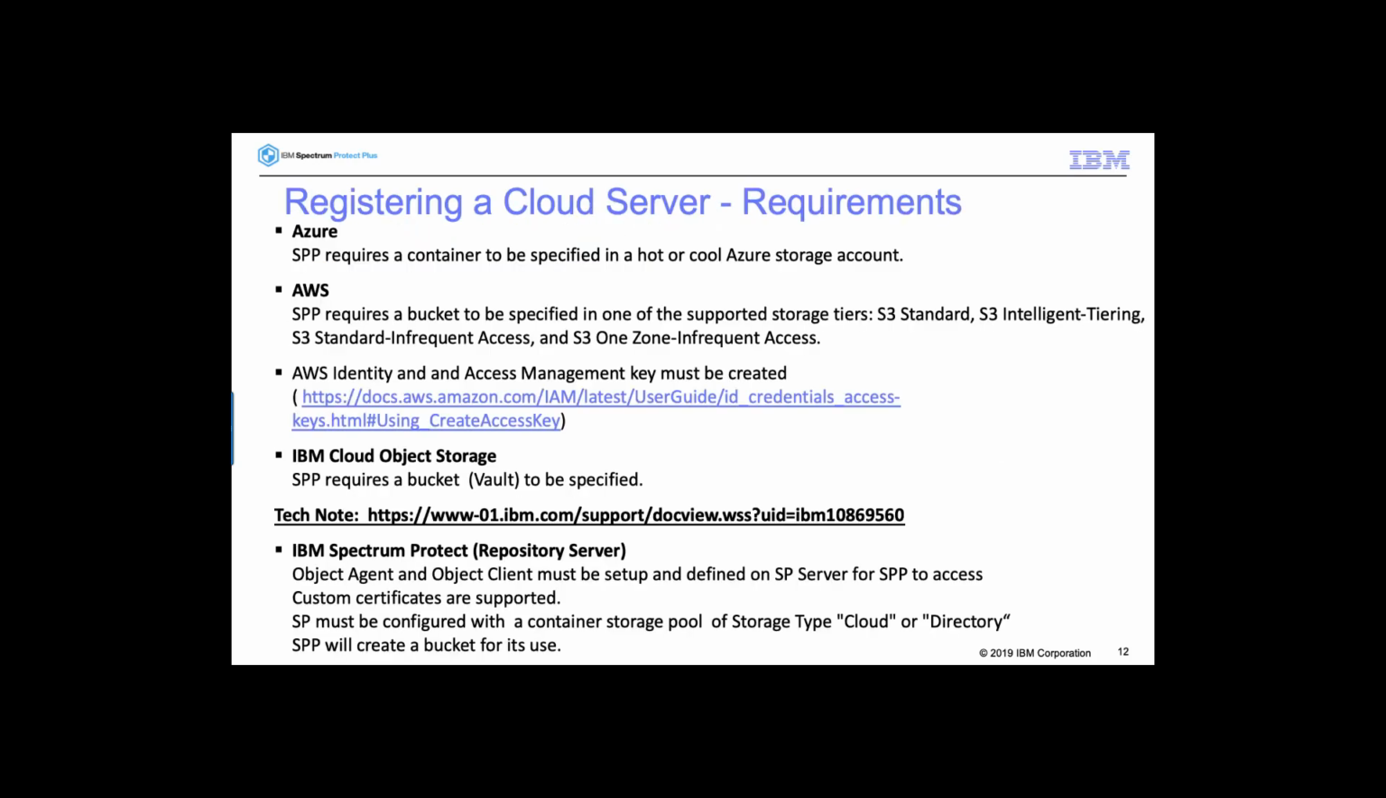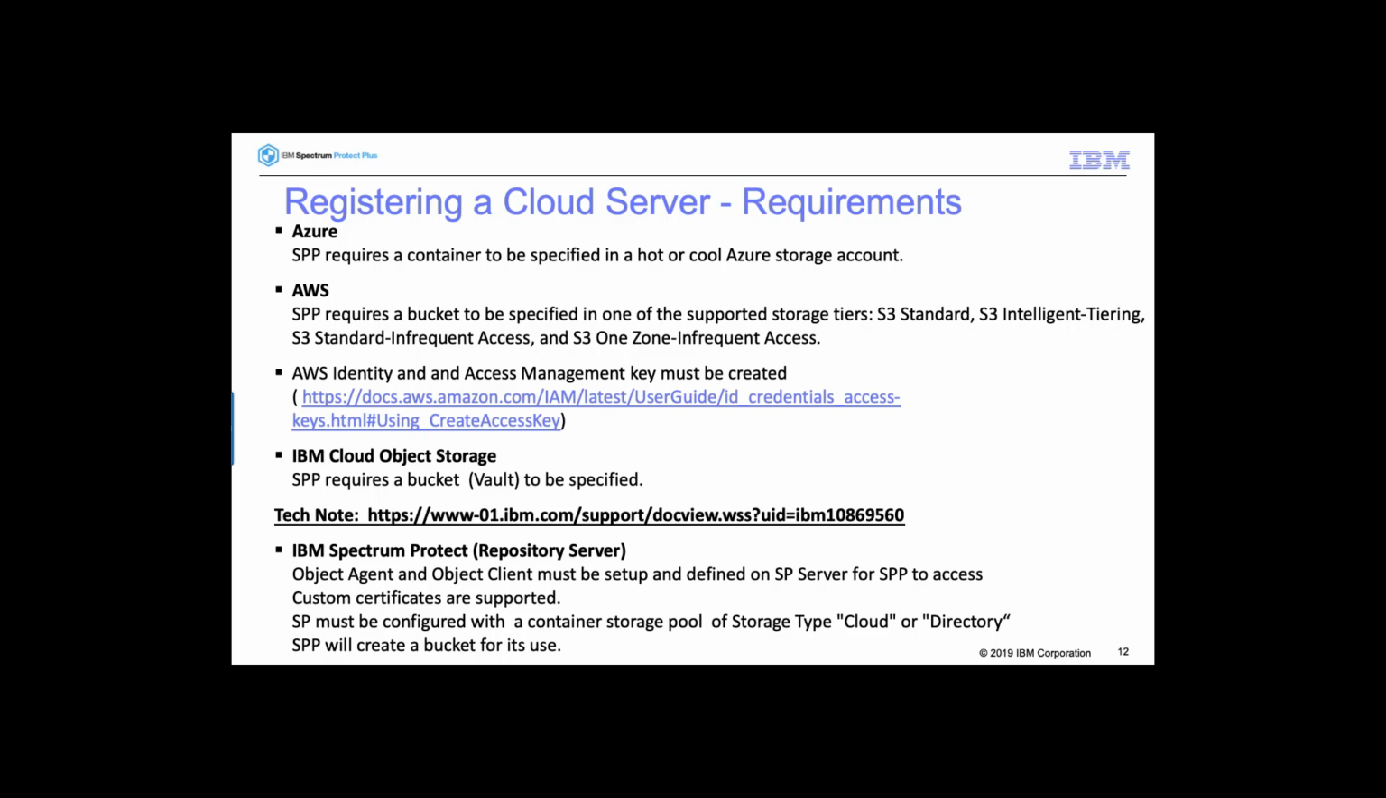Okay, some notes about registering the cloud provider. We support Azure, AWS, IBM Cloud Object Storage, and the Spectrum Protect repository server. For Azure, we're going to support Azure Hot-to-Cool storage accounts or blobs. For AWS, we're going to support the S3 Standard tier, S3 Intelligent-Tiering tier, S3 Standard Infrequent Access tier, and S3 One Zone Infrequent Access tier.